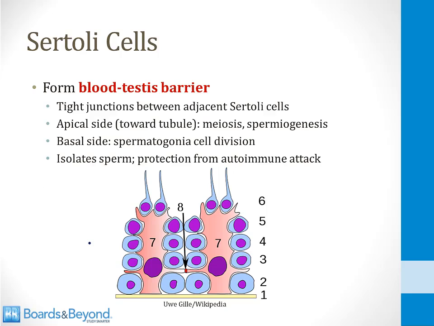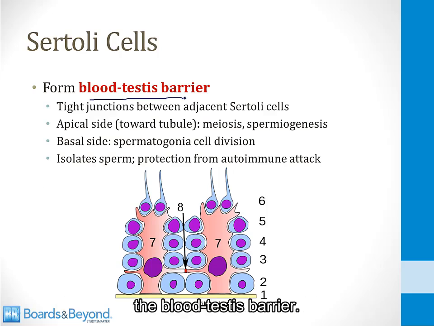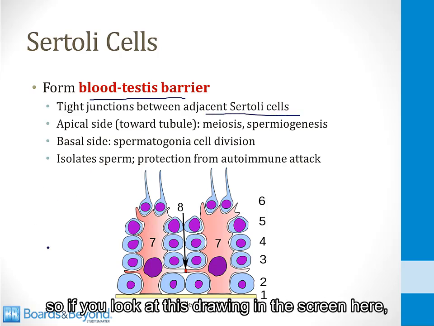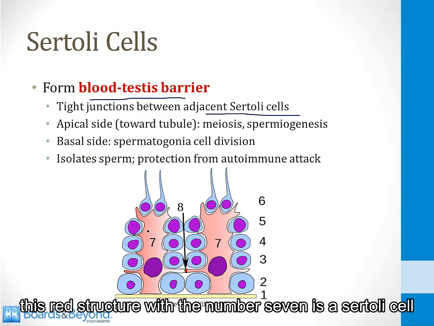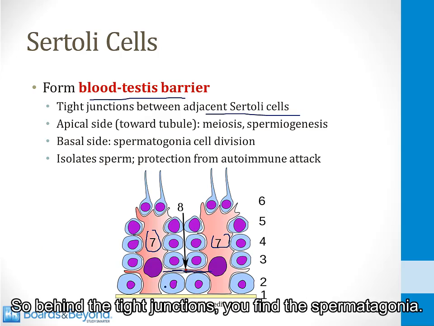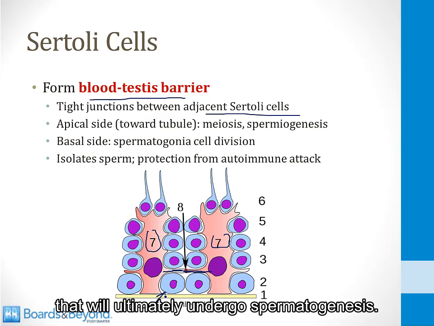The Sertoli cells also form something called the blood-testis barrier. There are tight junctions between adjacent Sertoli cells. So if you look at this drawing on the screen here, this red structure with the number 7 is a Sertoli cell, and you can see that it has these tight junctions here. So behind the tight junctions, you find the spermatogonia. Remember, those diploid cells that will ultimately undergo spermatogenesis.